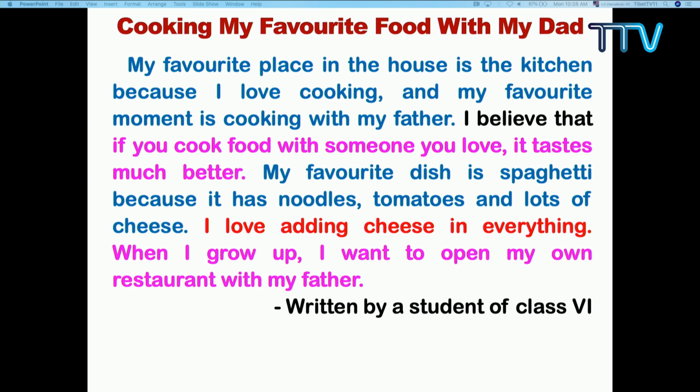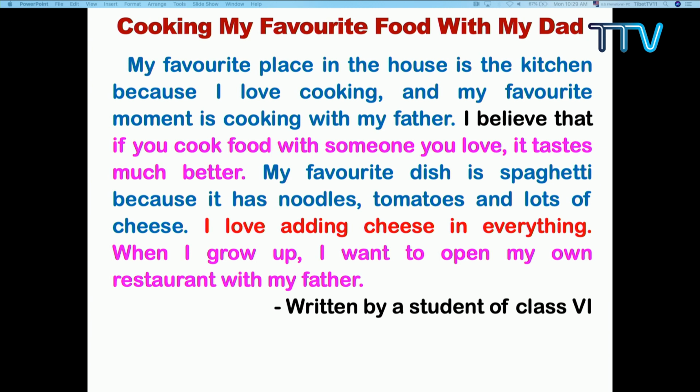Now look at the sentences in this paragraph. My favorite place in the house is the kitchen because I love cooking. What do you find here in this sentence? What type of clause is this? Do you remember? This is a clause, no doubt. Can you tell me which type of clause this is? Did I hear you saying dependent clause or independent clause? Of course, it's an independent clause because this can function as a separate sentence.